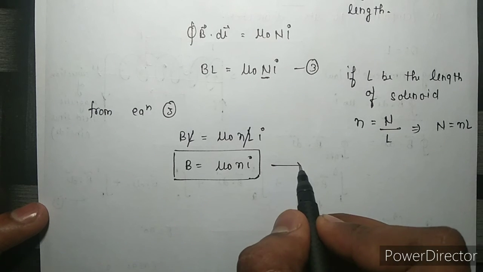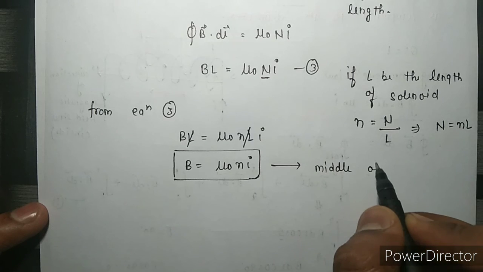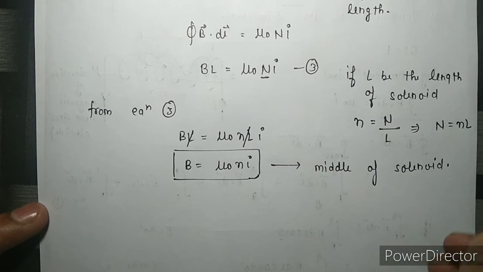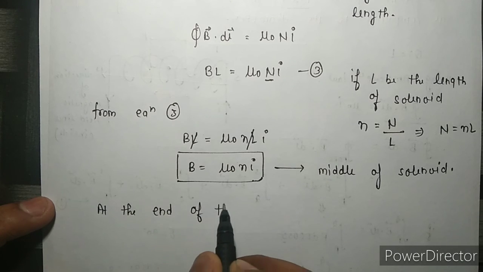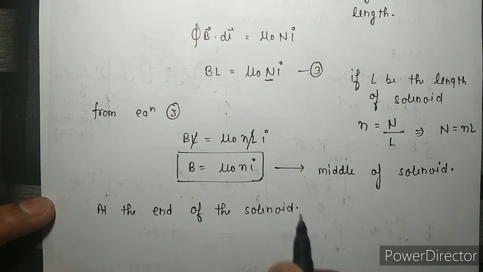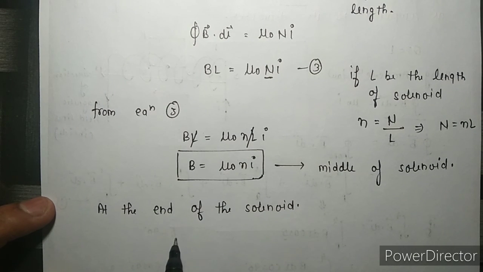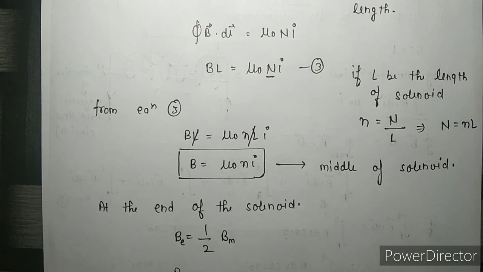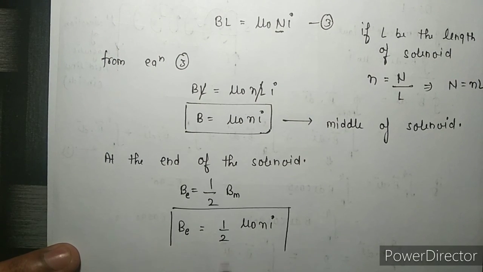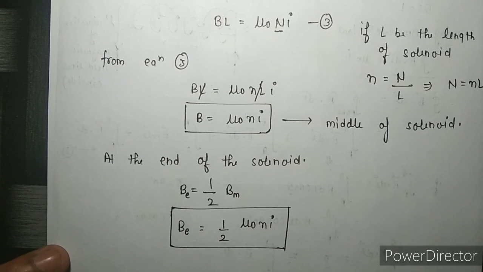This is at the middle of the solenoid. At the end of the solenoid, it is experimentally found that B becomes half of that at the middle, so B at the end is equal to half of mu naught n I. This is the required result at the end.